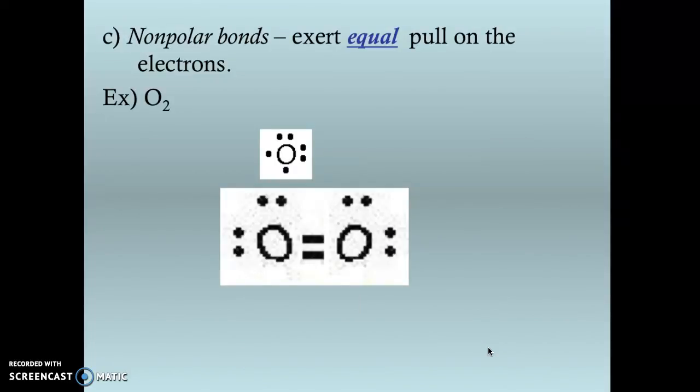Nonpolar bonds, for example, exert equal pull on the electrons. So if you have something that is diatomic like O2, obviously they have the same electronegativity, so the electrons are shared completely equally. Now they don't have to be diatomic to be nonpolar. You can get other nonpolar bonds that are not diatomic, and remember, you just have to use that electronegativity chart to see which is which.